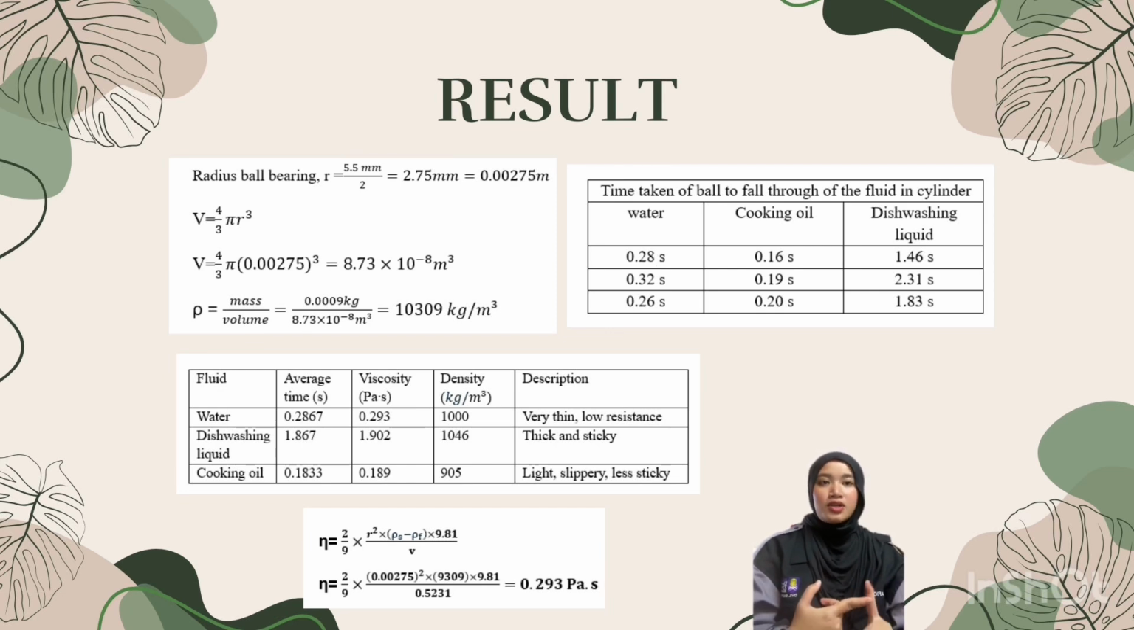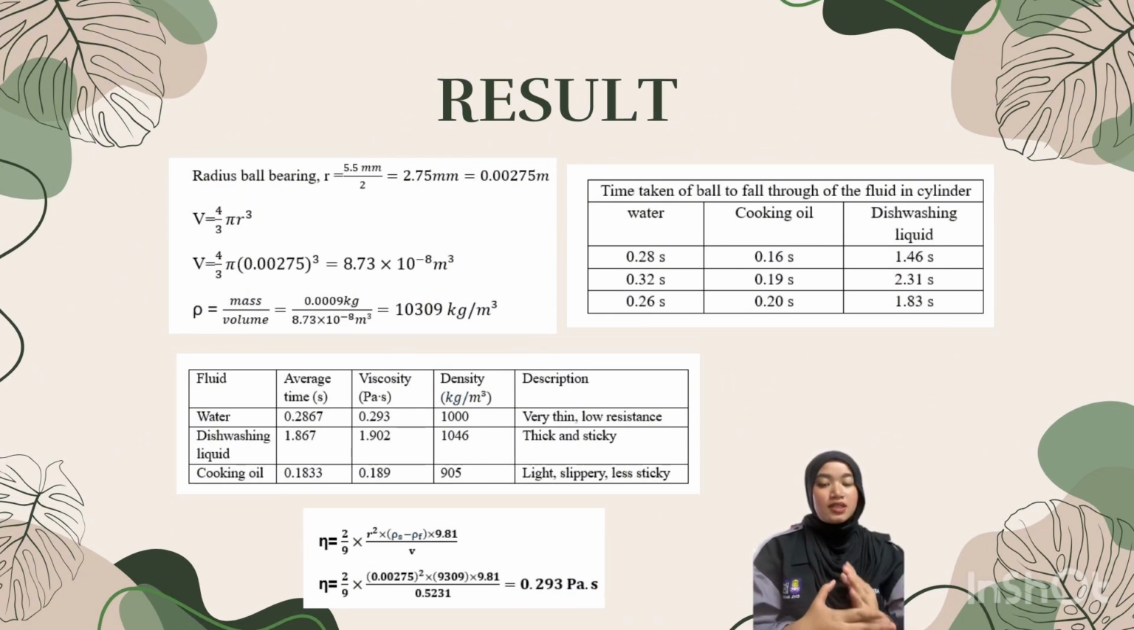After that, we will measure the time taken of the ball to fall through the fluid in the cylinder for 3 times or 3 readings. After that, we will average all the readings, and as you can see in table 3, we conclude the average time, and after that, we can calculate our viscosity and also density of the fluid.